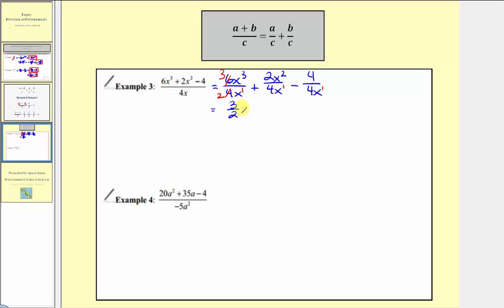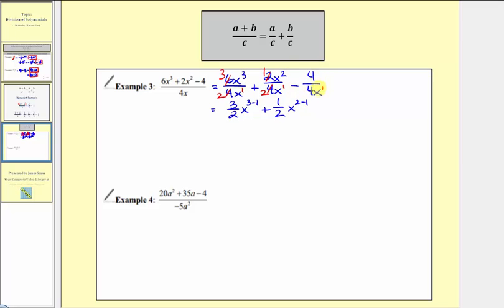That would be x raised to the power of 3 minus 1, plus 2/4 simplifies to 1/2, or we have a common factor of 2. There's 1 2 in 2, and 2 2's in 4. So we have plus 1/2. We have x to the 2nd divided by x to the 1st. That would be x raised to the power of 2 minus 1.